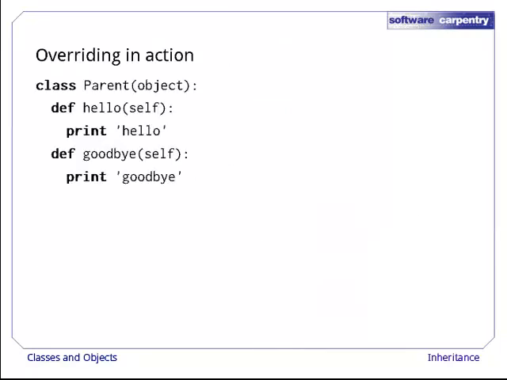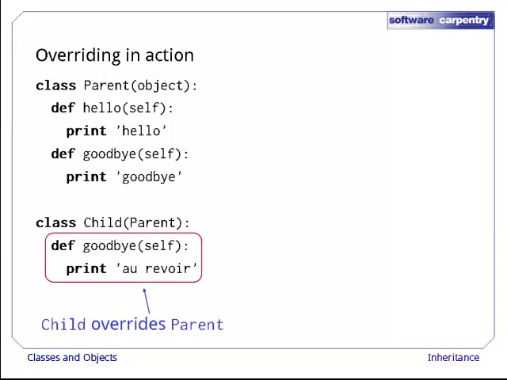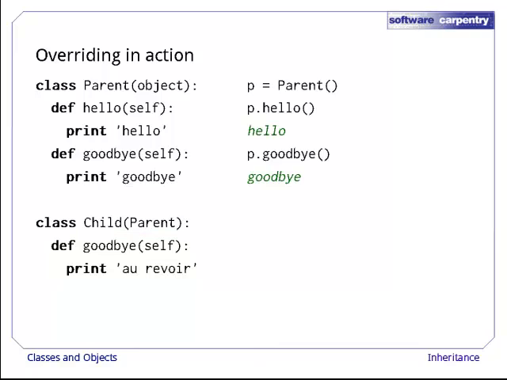Here's a class called Parent that defines two methods, hello and goodbye. And here's a class Child that inherits from Parent and defines its own goodbye method. That method overrides the one defined in Parent because it has the same name. Now let's create an object of class Parent and call its methods. Good, that works as expected.